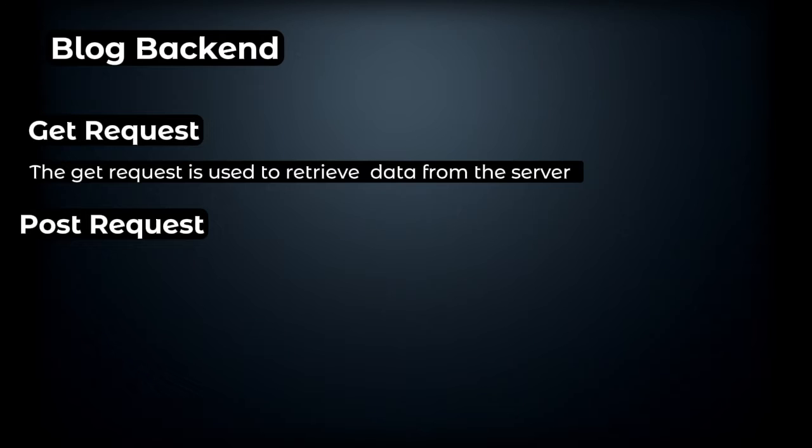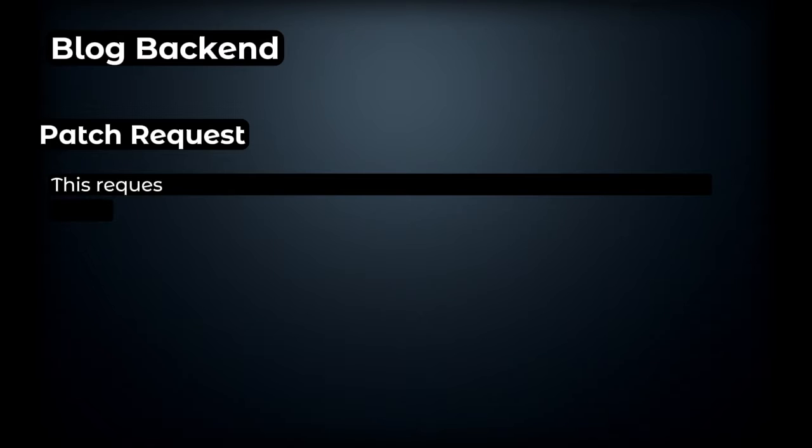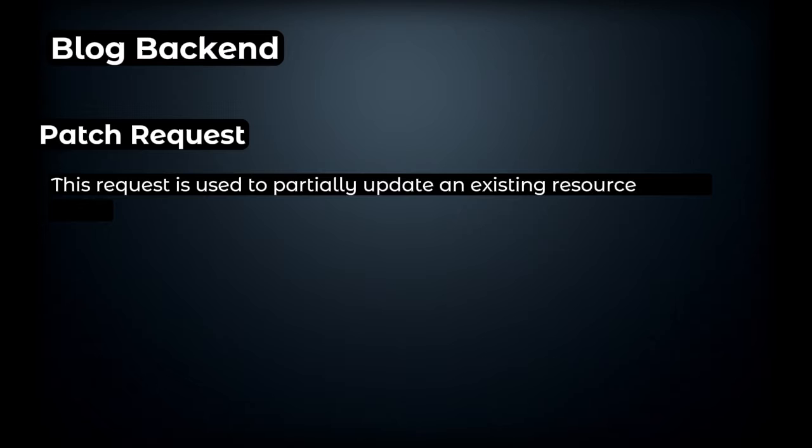We also have the post request. So the post request is used to post new data, such as posting or creating a new blog and saving it on our server. We also have the patch. So the patch is used to simply update an existing blog. So we are going to use the patch request to update a blog we already have on our database.